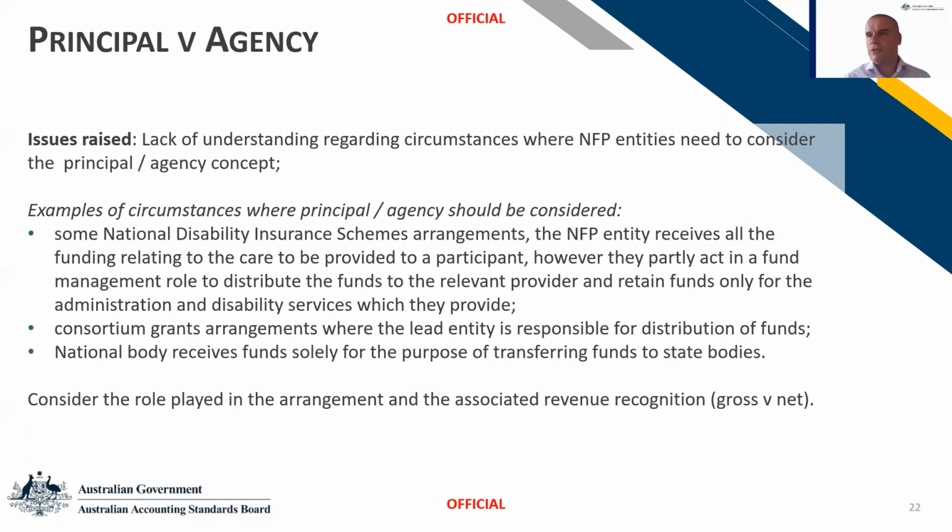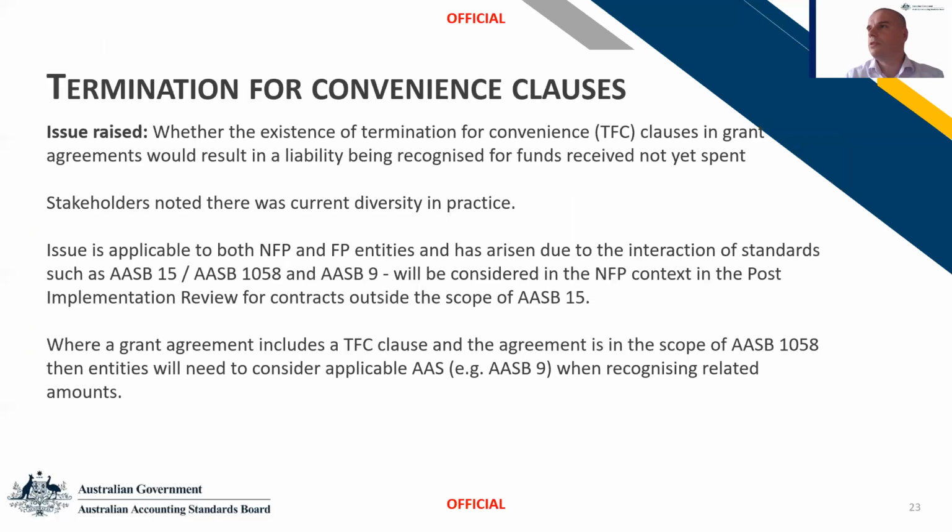And as we'll talk about shortly, this is, I think, one of the topics where stakeholders may need more guidance, specifically in 1058, similar to other comments that have already been made in this session. So, moving on to the termination for convenience clauses, which is the area that was actually raised even prior to us starting the narrow scope project.